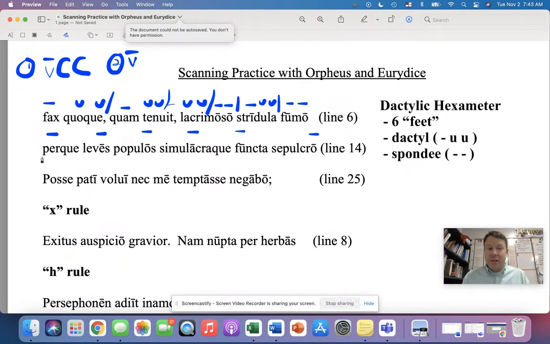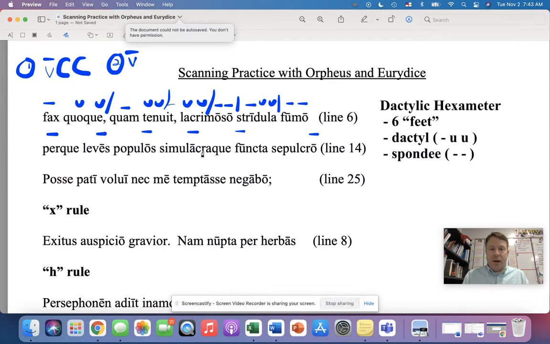And I can prove it to you, because if you say that word, perque, how many syllables is it? Perque. Two syllables: per, and que. So we're not saying per-u-e. This U is not a syllable or a vowel in and of itself. That QU is actually just one letter, and we're going to treat it like one letter. Okay, let's get back to the task at hand. So we know that this E is long because it's followed by two letters.